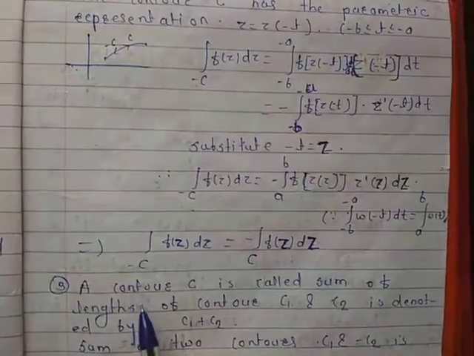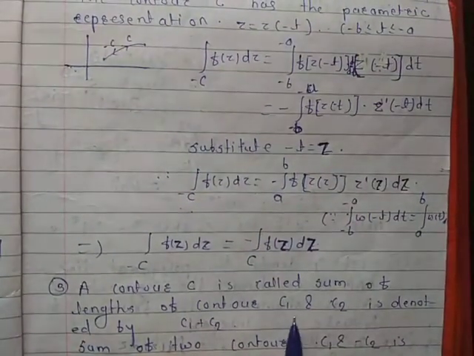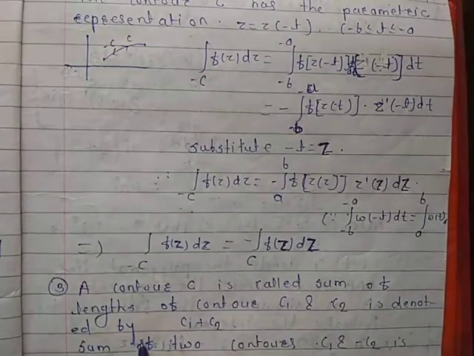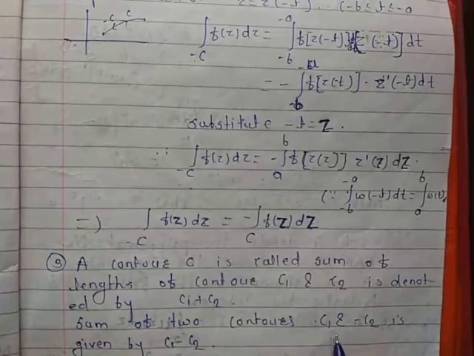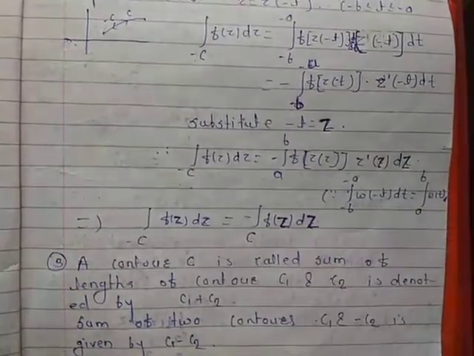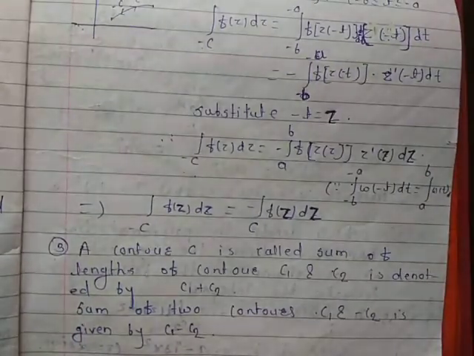Next note, a contour C is called the sum of contours C1 and C2. It is denoted by C1 + C2. The sum of two contours C1 and minus C2 is given by C1 - C2.